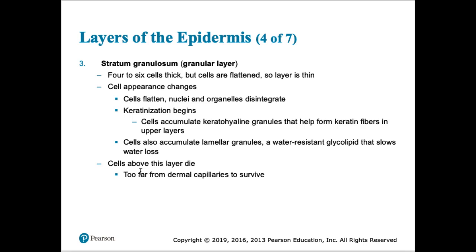In the stratum granulosum, that granular layer, it's 4 to 6 cells thick, but they're kind of flattened, so they're very, very thin. So the cell appearance does change. So cells flatten, and of course the nuclei and the organelles can disintegrate, and this keratinization begins. So cells accumulate these little granules that help form these keratin fibers in the upper layers. They also accumulate what we call lamellar granules. It's this water-resistant glycolipid that helps slow water loss.